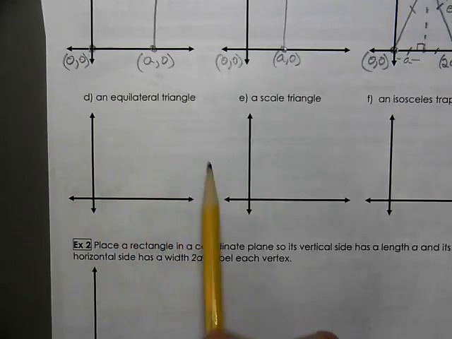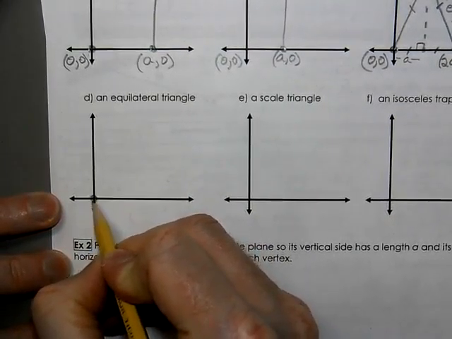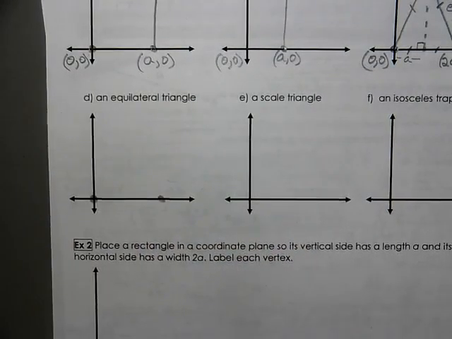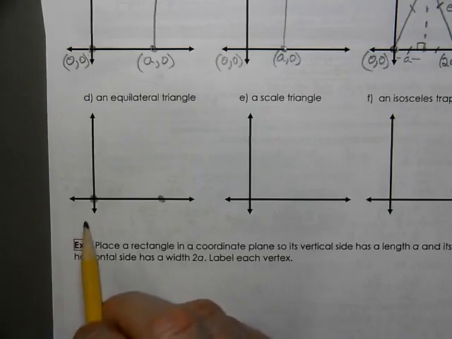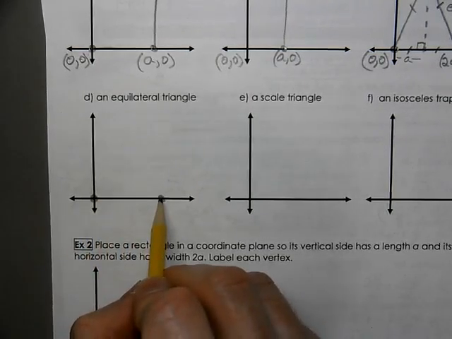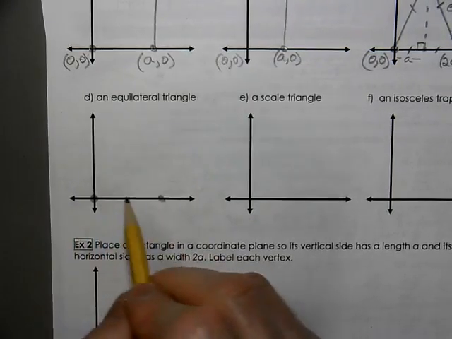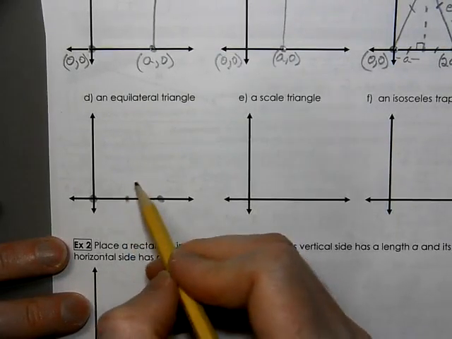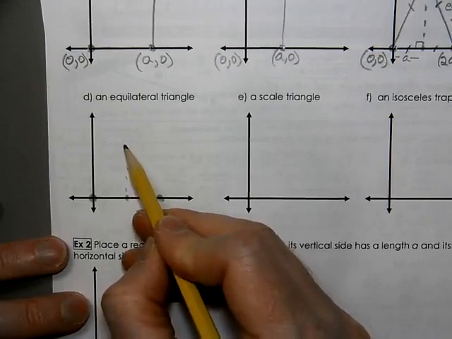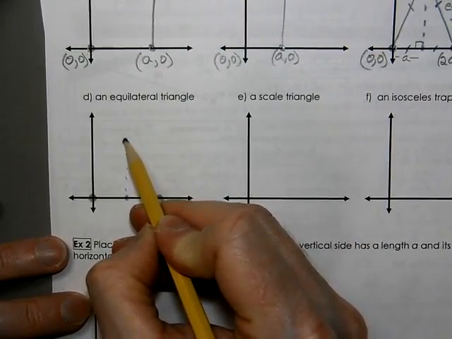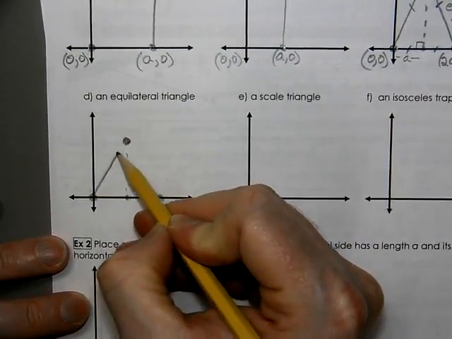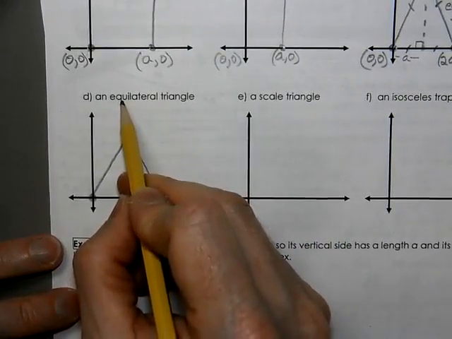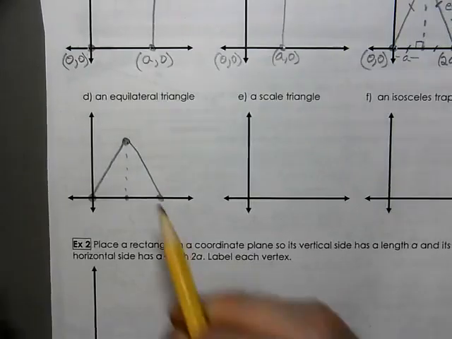Equilateral triangle. Equilateral triangle implies that all the sides are the same. So here, if we want the other two sides to be the same, and even the same to each other, then they have to be again on the perpendicular bisector. But this time it has to be a certain distance. If I would go too short or too far, then it would no longer be an equilateral triangle.